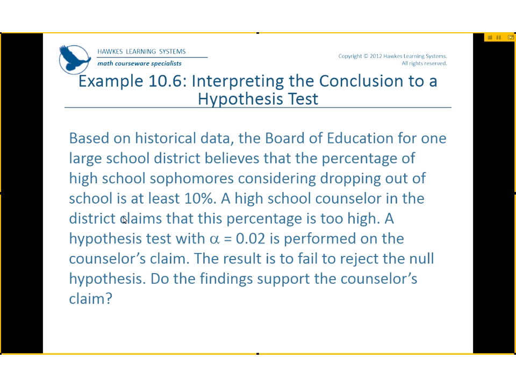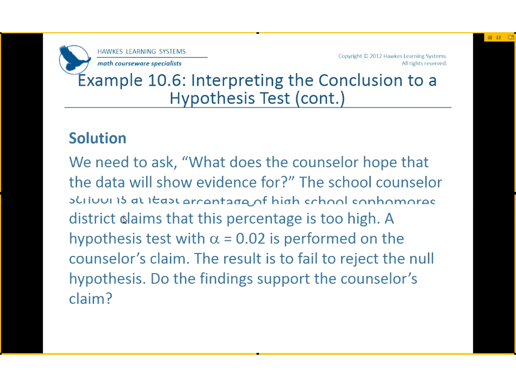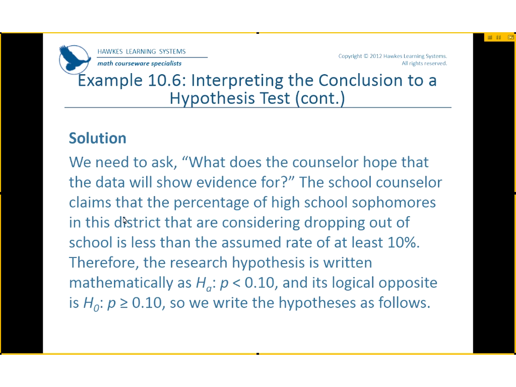All right. Let's do another one. Based on historical data, the Board of Education for one large school district believes that the percentage of high school sophomores considering dropping out of school is at least 10%. A high school counselor in the district claims that the percentage is too high. A hypothesis testing with an alpha of 0.02 is performed on the counselor's claim. The result is to fail to reject the null hypothesis. Do the findings support the counselor's claim? So the counselor is saying that that 10% is way too high, that it's less than 10%. So we're going to look.